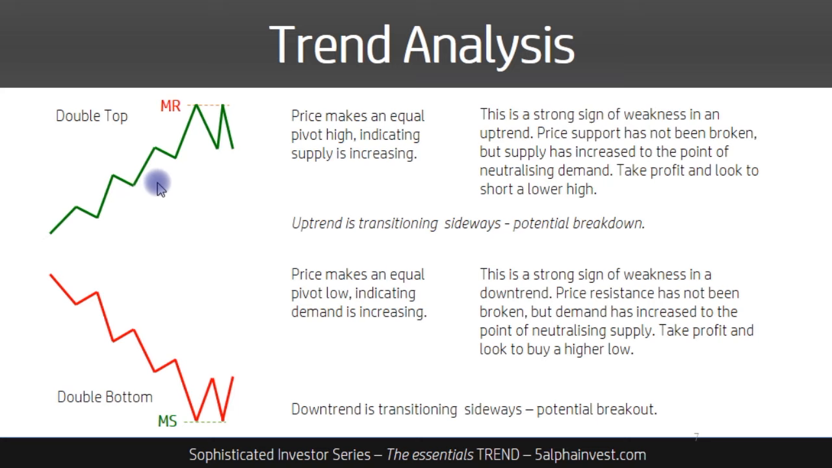Here we have demand overwhelming, and as the trend transitions here, we can see supply coming in to the point that at the most recent leg to the upside and the most recent pivot high, there's enough sellers in this area to drive price back to the downside by 100% of the most recent leg to the upside. So this is a strong sign of weakness in an uptrend. The price support hasn't been broken. So this most recent area of support hasn't been broken. The selling has increased to the point of neutralizing the demand that was present.